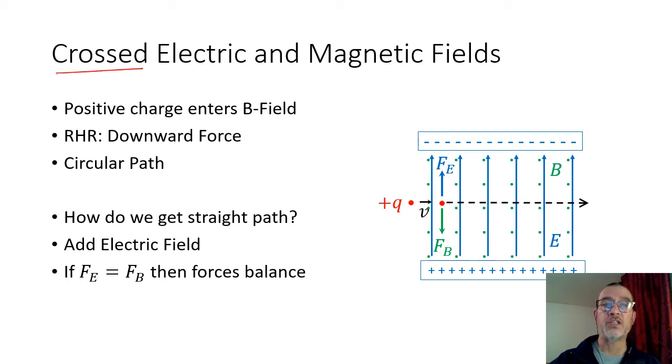Now we call these crossed electric and magnetic fields because in this case the magnetic field is coming straight towards us and the electric field is going straight up. So that means that they are actually 90 degrees from one another and also 90 degrees from the velocity of the charge. So the charge is moving in the plane of the page to the right, the electric field is in the plane of the page straight up, and the magnetic field is perpendicular to the plane of the page, so perpendicular to the other two, perpendicular to the velocity and the electric field. So if the electric field and the magnetic field both create forces on the charge and those forces balance, then the charge will move in a straight line.